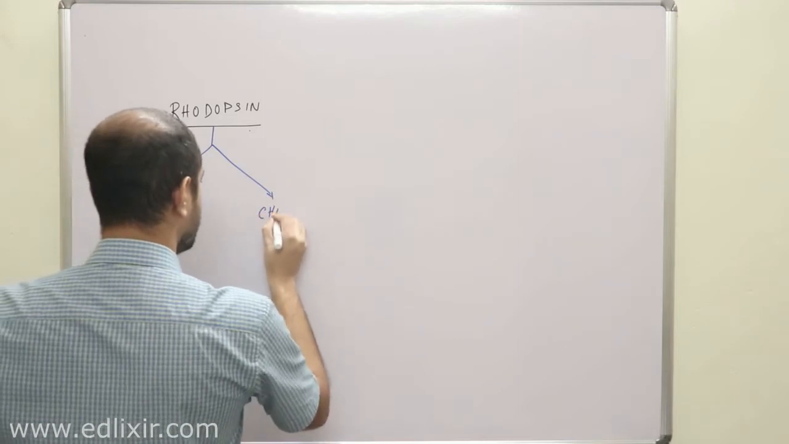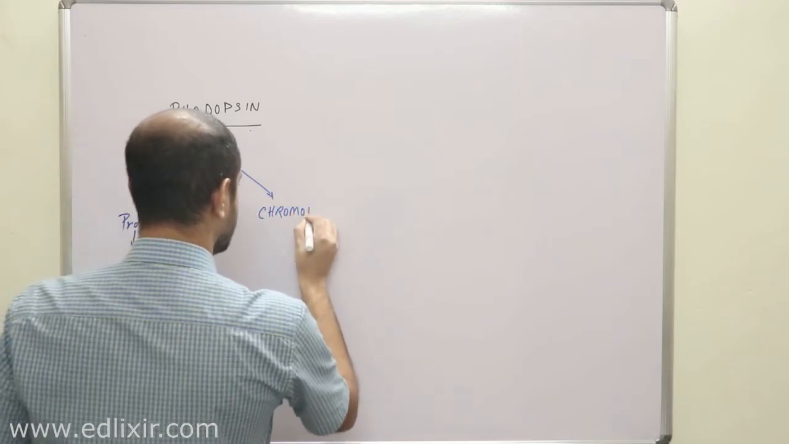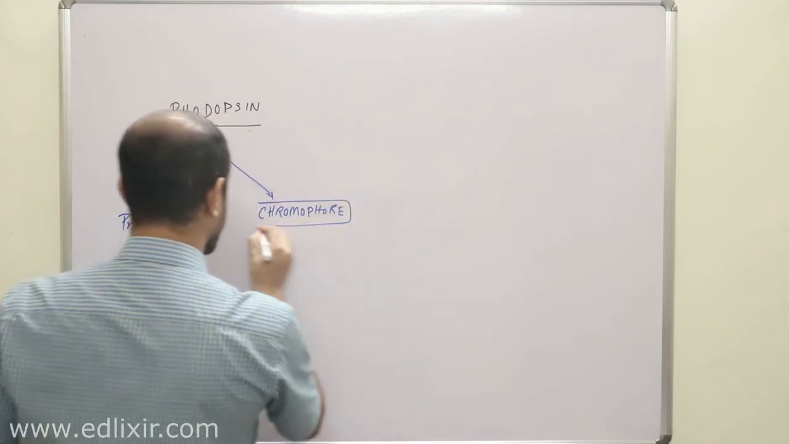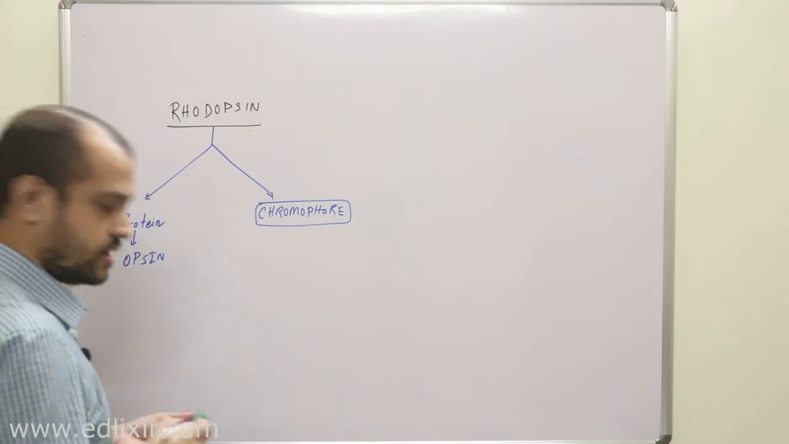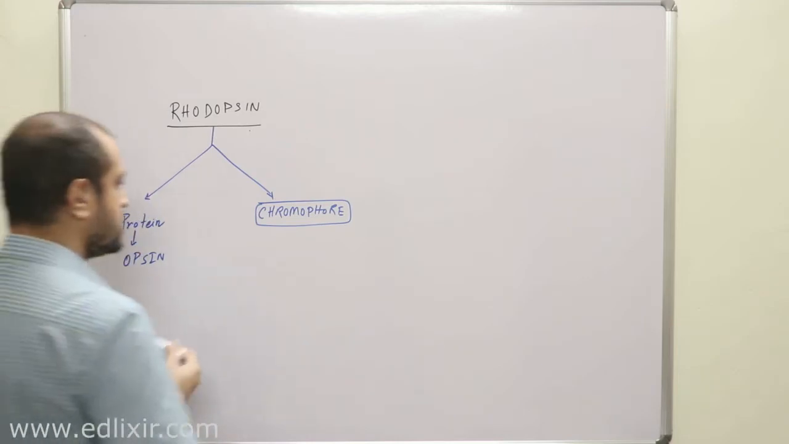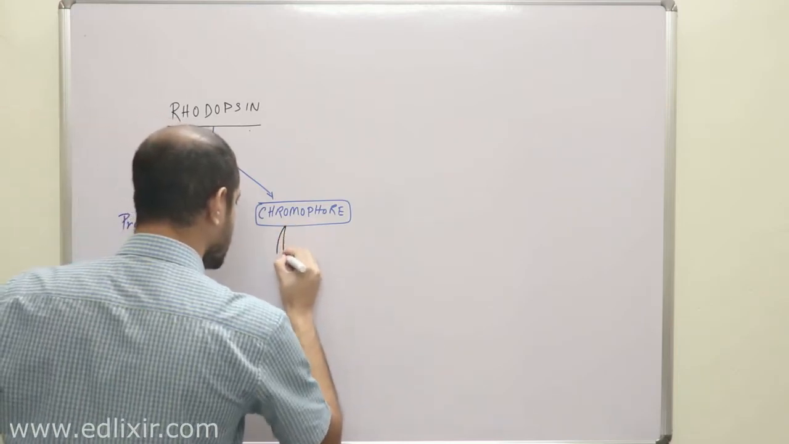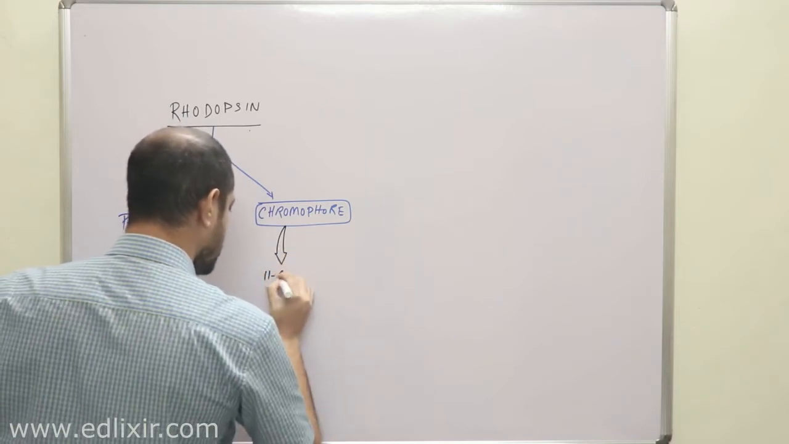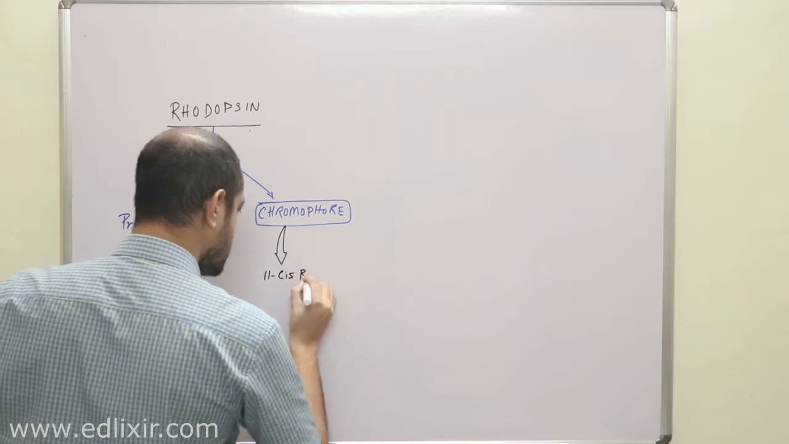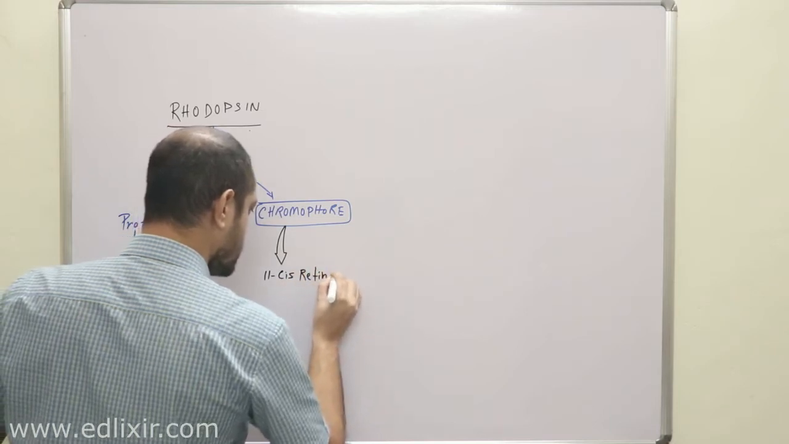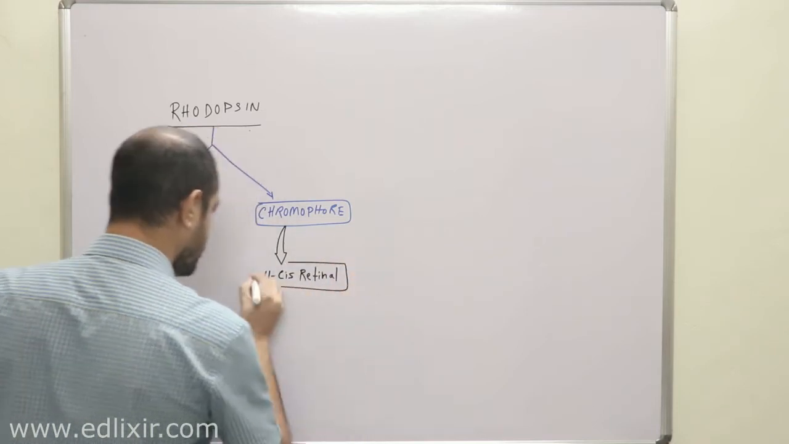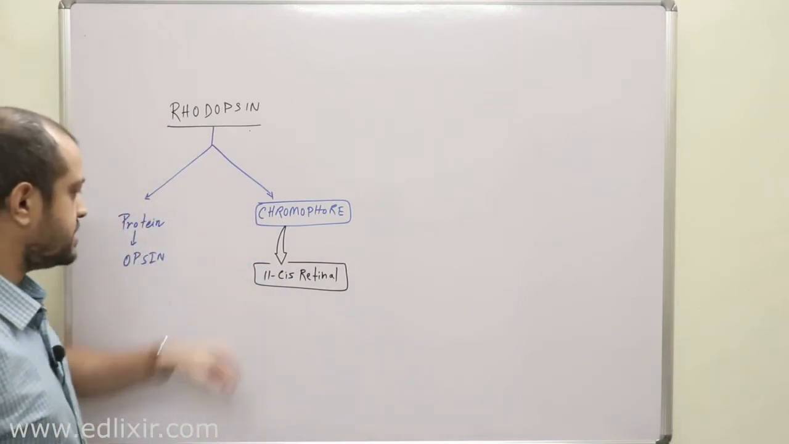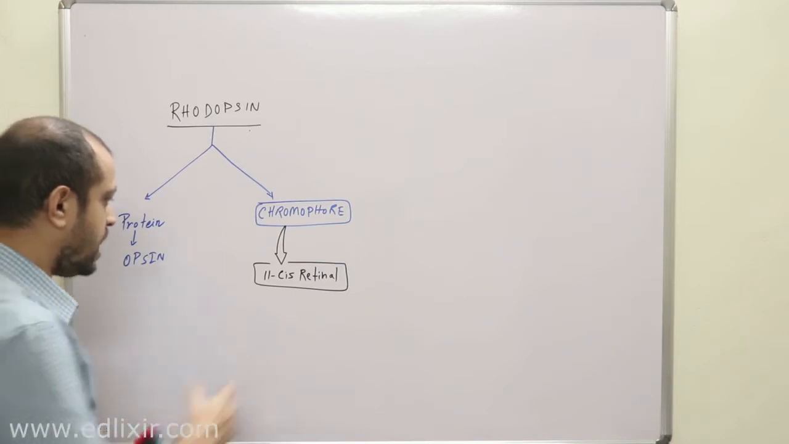What is a chromophore? A chromophore is a substance which gives color to a protein. Clear? Now listen, in case of rhodopsin, the chromophore is known as 11 cis retinal. Clear? Okay, clear?